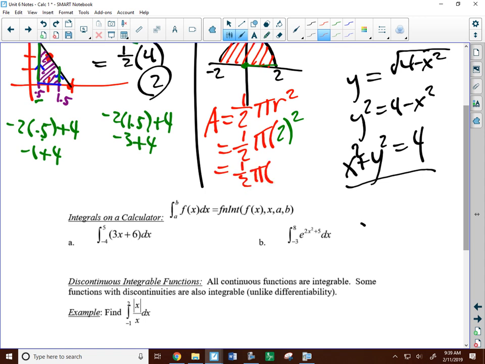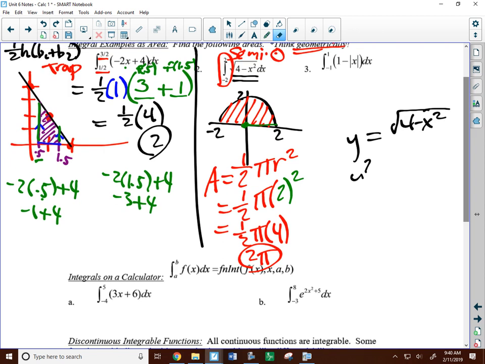So that's 4. 2 squared is 4. And half of 4 pi is 2 pi. Back from geometry, you can leave your answer in terms of pi. If you'd like to put it as a decimal, you can as well. So it's good to recognize that as a semicircle, but we're in graphing calculator, because you're allowed to use that, and that can help you remember.